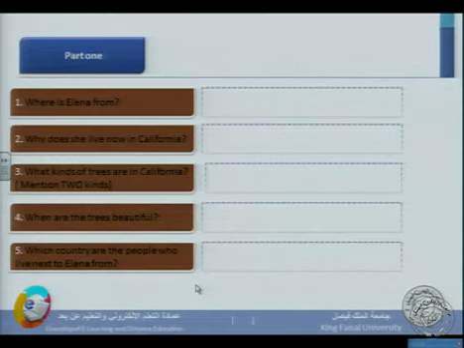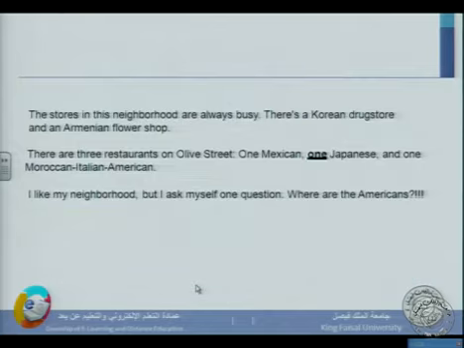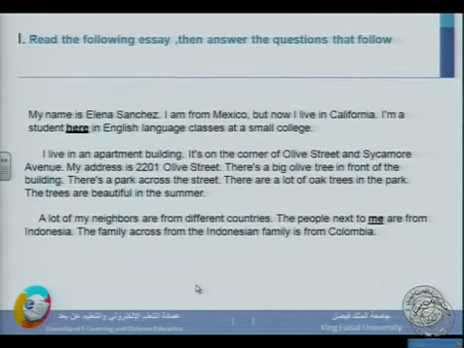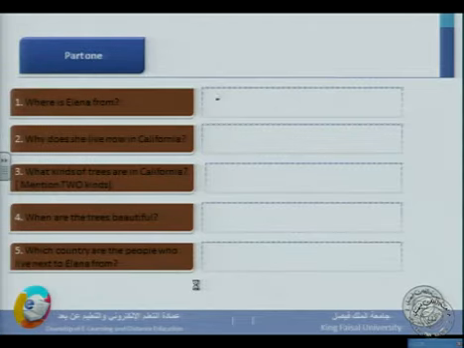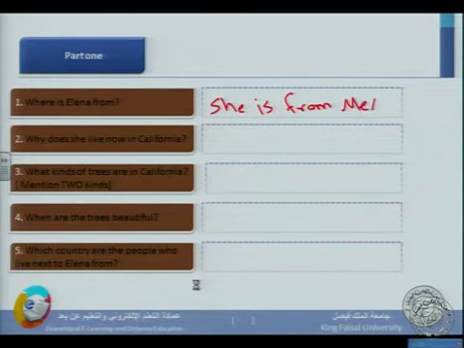Where is Elena from? This is our first question. If we go back, you can find this answer. Where is Elena from? She said, I'm from Mexico. So, this is number 1. I am from Mexico. So, she is from Mexico. Okay.